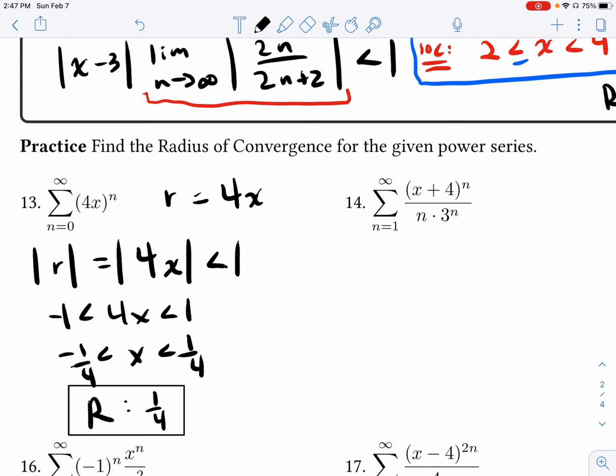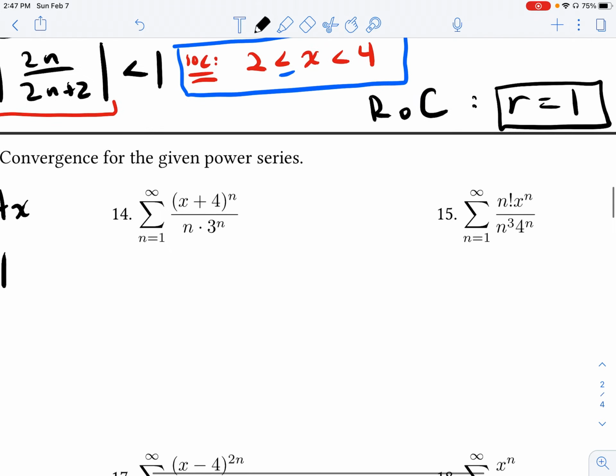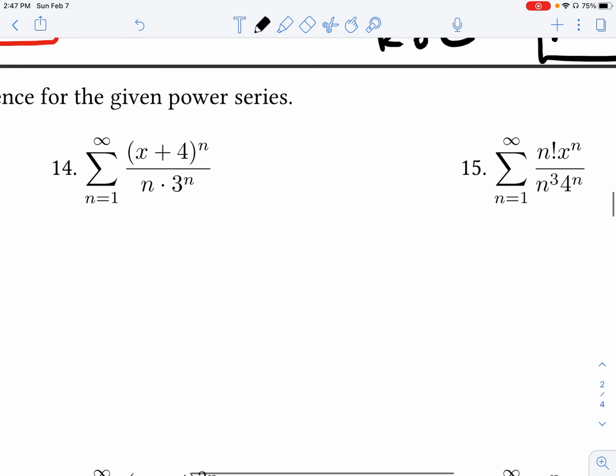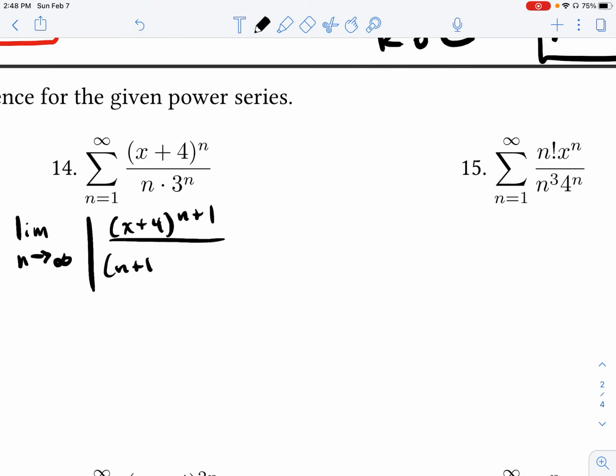All right, now let's do something that's a little bit more in line with what we discussed today. Let's try number 14 now. So for number 14 here, let's look at this one. So we're going to apply the ratio test. The limit as n approaches infinity of, well, this is x plus 4 to the n plus 1 over n plus 1 times 3 to the n plus 1, times the reciprocal of a sub n, so n times 3 to the n over x plus 4 to the n.